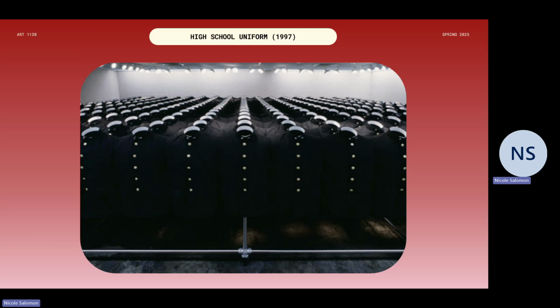What's interesting about this work is it includes 300 identical uniforms, and they're laid out in this grid-like pattern that evokes a sense of discipline and conformity, which is very reminiscent of Japanese culture. And so it symbolizes the suppression of individuality under the Japanese rule.